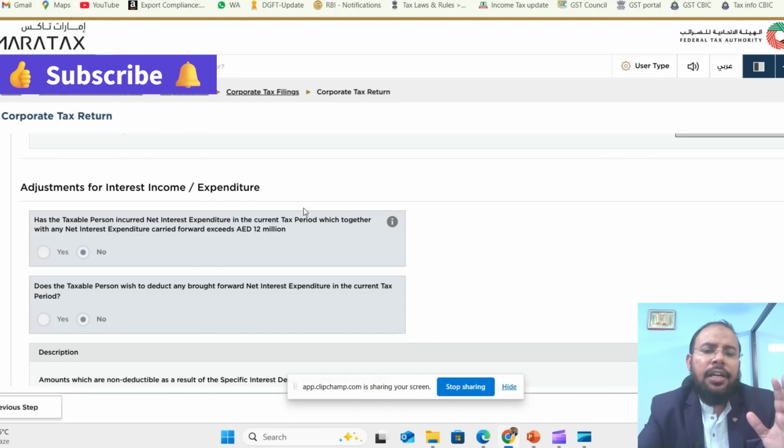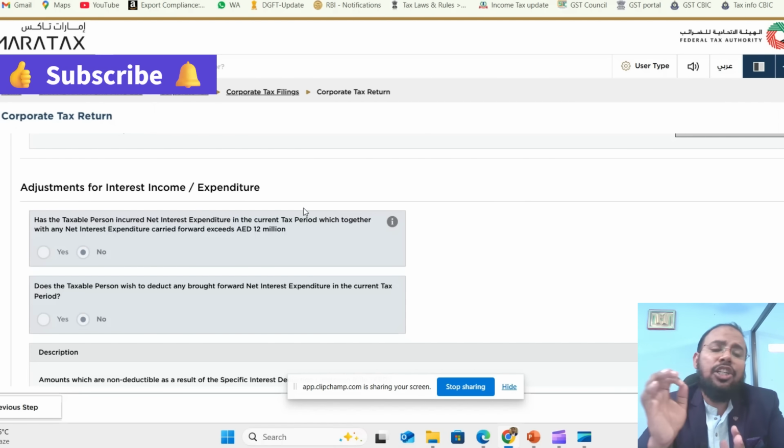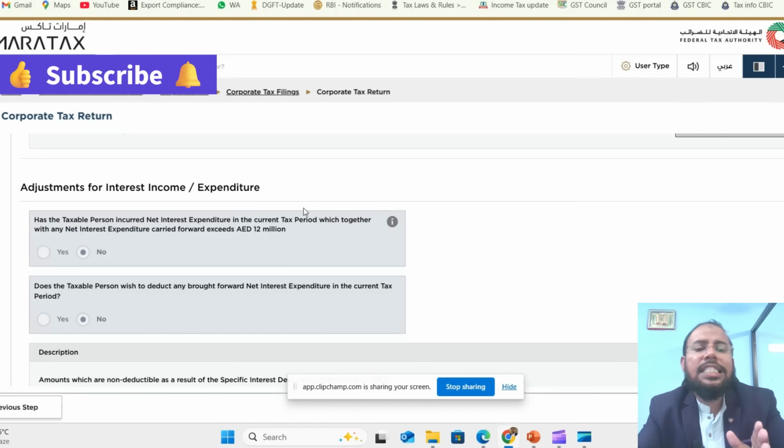Whatever in the current period together with the net interest expenditure carried forward, if it exceeds AED 12 million, we need to inform. What does this AED 12 million mean? For your understanding, in UAE there is an interest expenditure limitation rule. That rule will be applicable when your net interest expenditure is exceeding 12 million AED. So that's why they are asking you this question, whether that specific interest limitation rule is applicable to you or not. We need to inform accordingly.